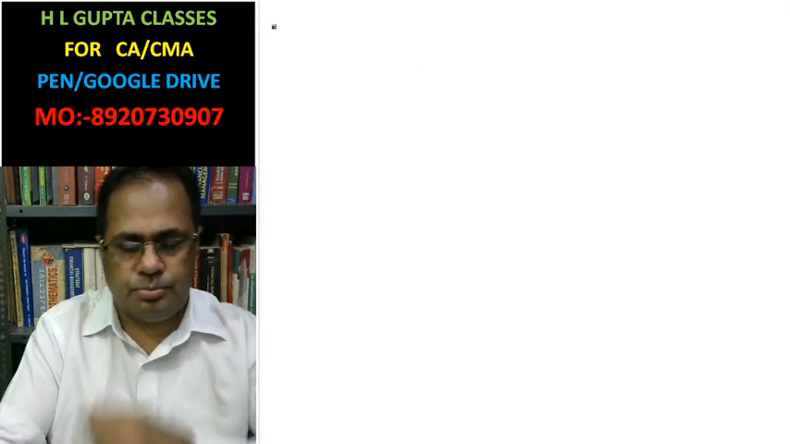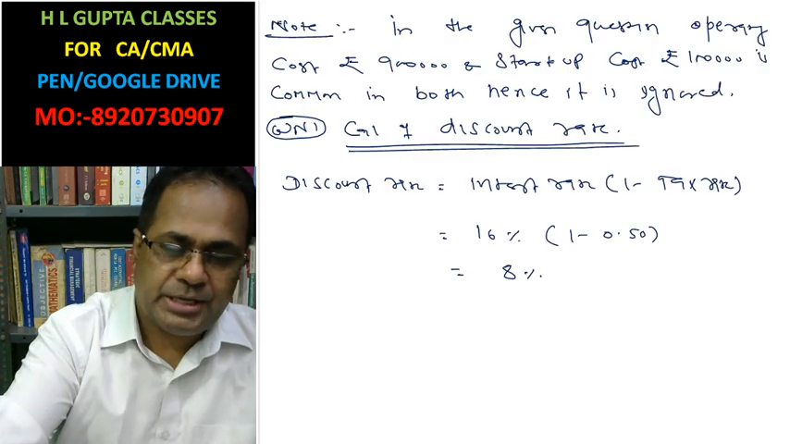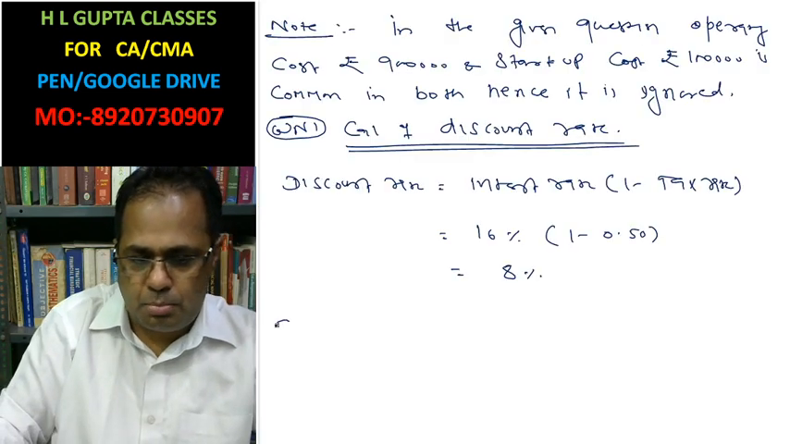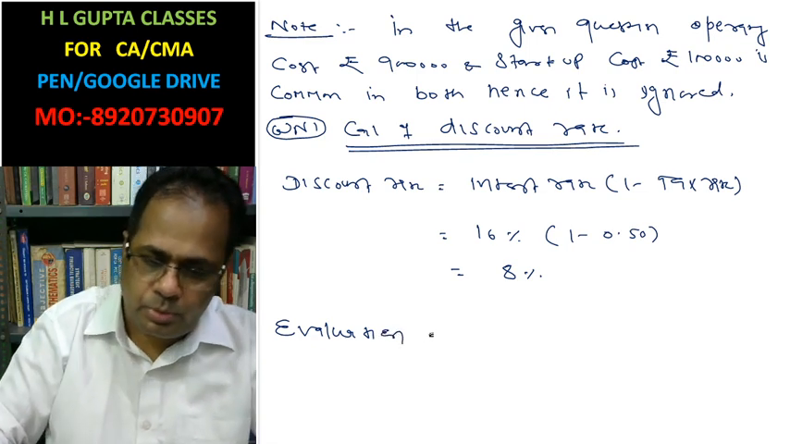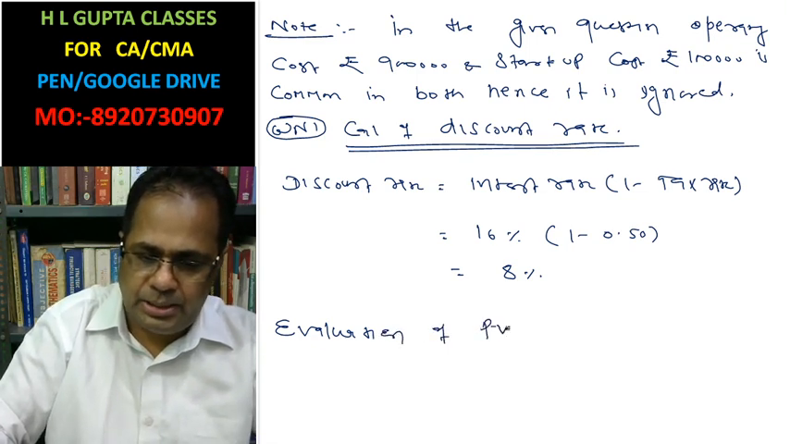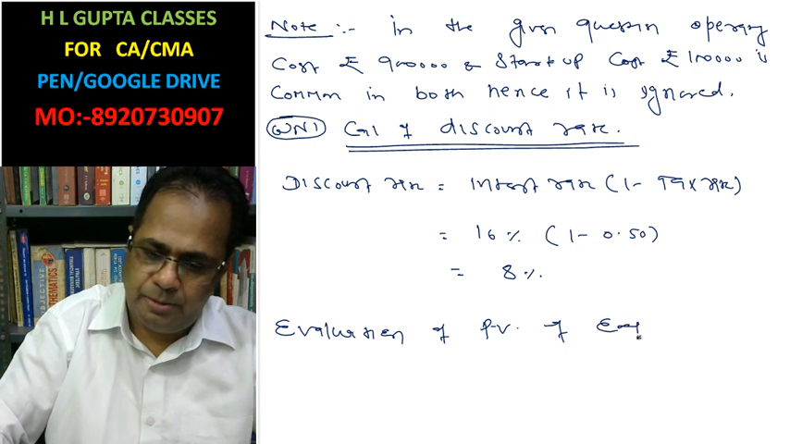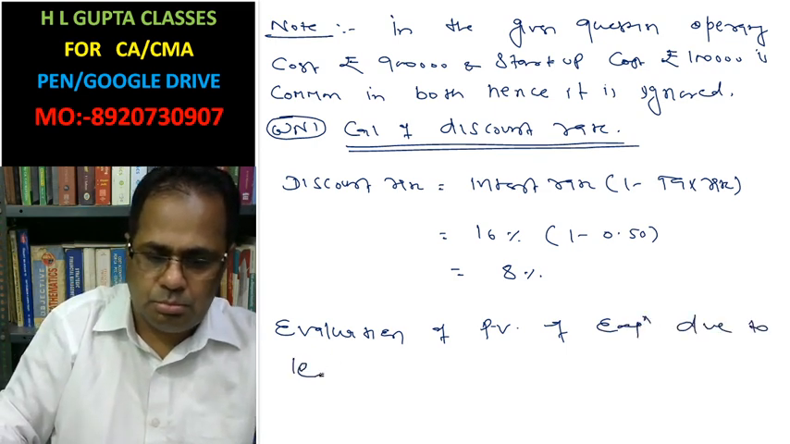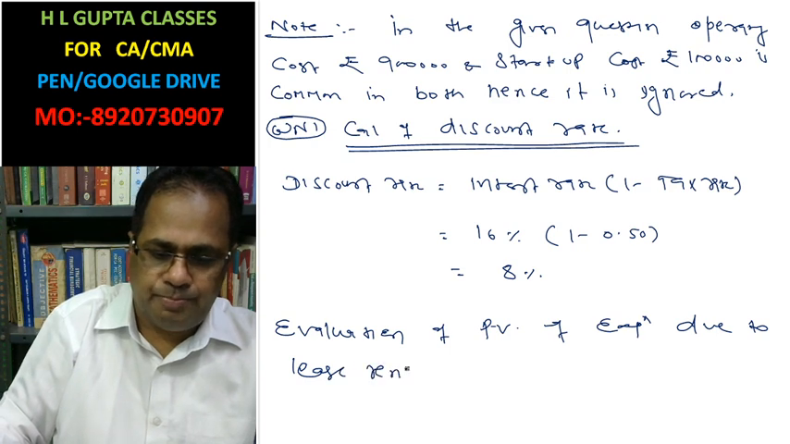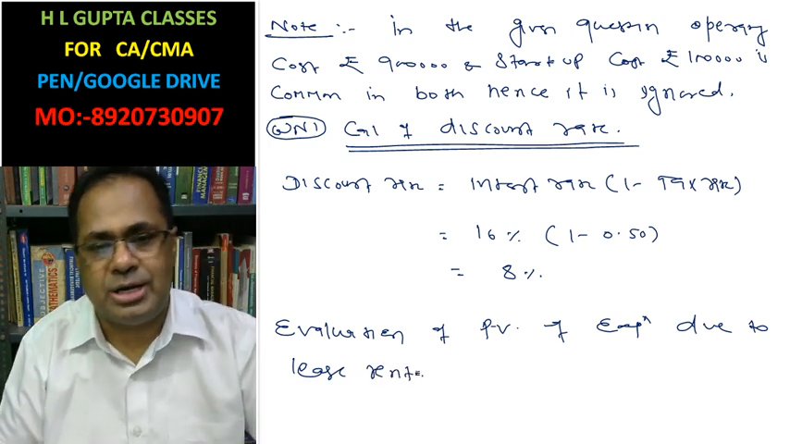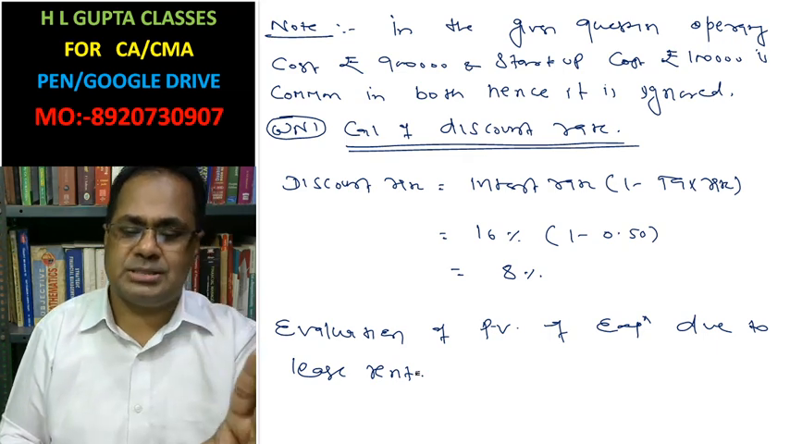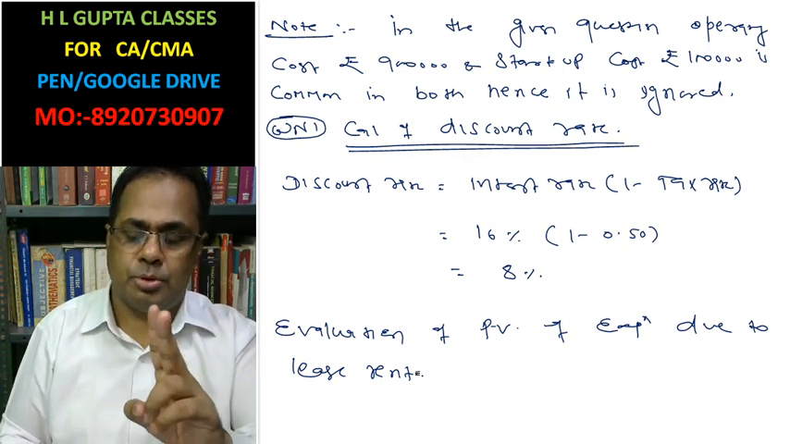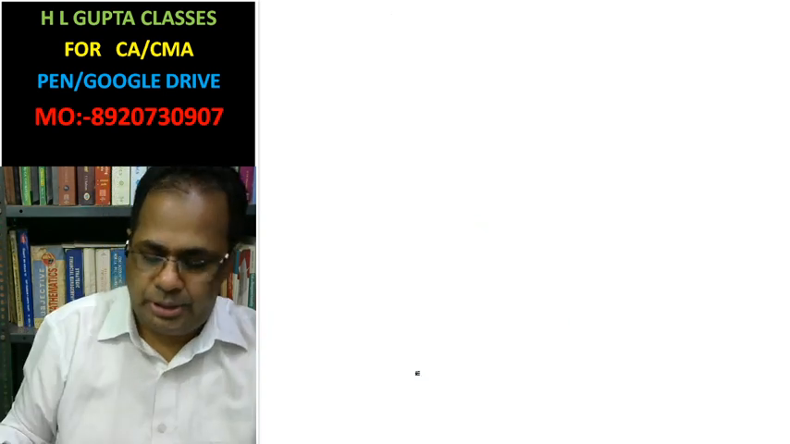Evaluation of present value of expenditure due to lease rent. Because it is easy to calculate lease rent, out of these two options you always start the evaluation from the lease rent.